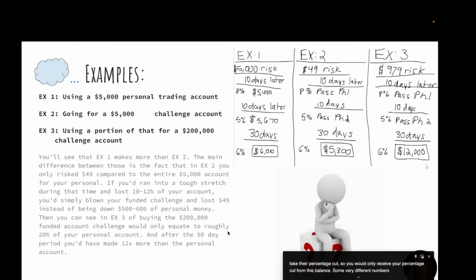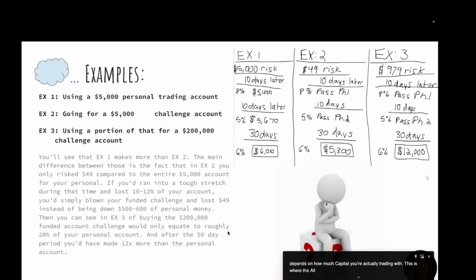Some very different numbers you're looking at. You're looking at actually profiting $1,010 here, profiting about $350 here, and profiting about $12,000 to $13,000 with this added in here. All of them, though, as you can see, depending on the size of your account, still use the same percentage. You're still gaining the same percentage on your account. It just depends on how much capital you're actually trading with.